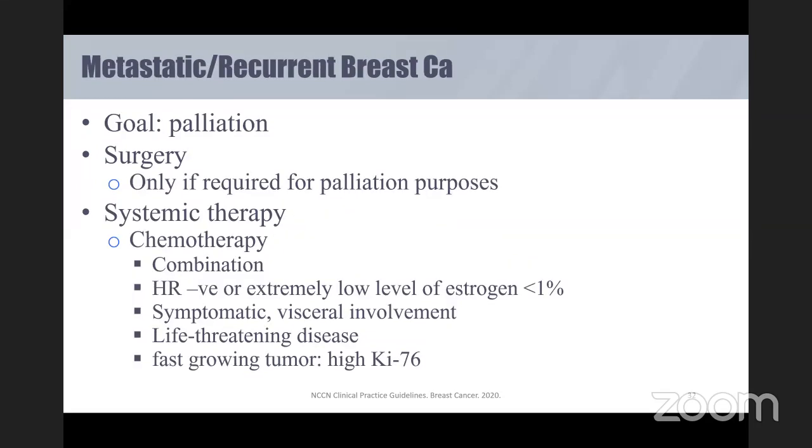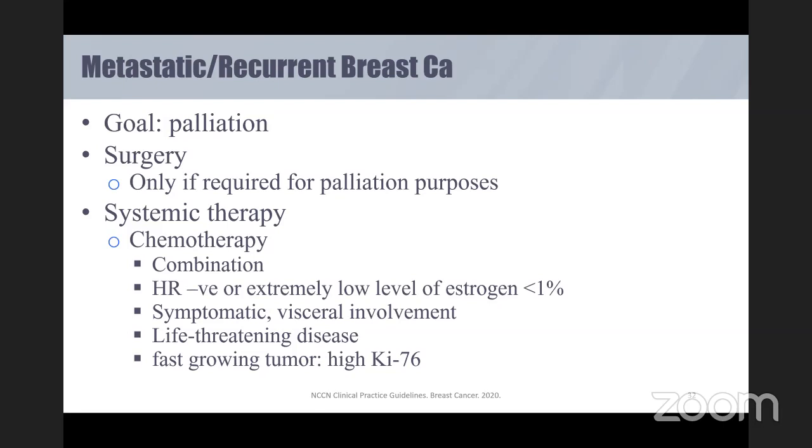Finally, metastatic recurrent breast cancer. Of course, the goal is palliation; there is no cure anymore. We still do surgeries if it is for palliation purposes, meaning to reduce the pain and reduce the burden of the disease and its spread to other places. We might do surgery if we have localized metastases, meaning it is only in the lung and localized, not widely spread. We can do a surgery here.